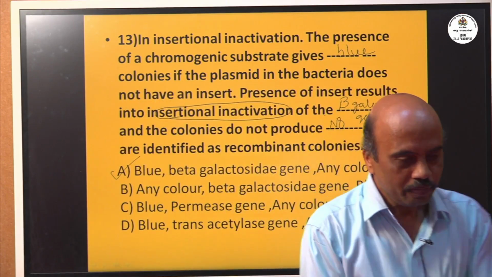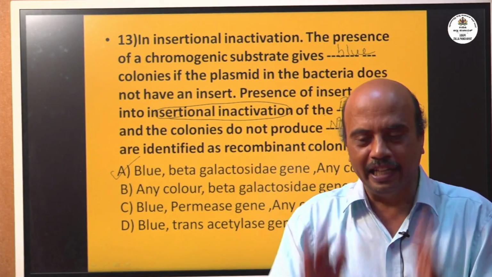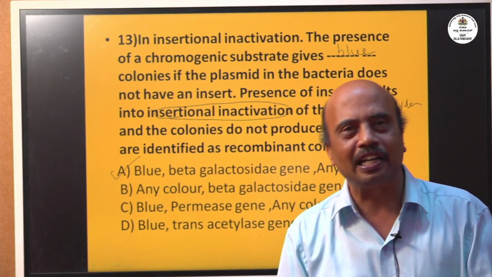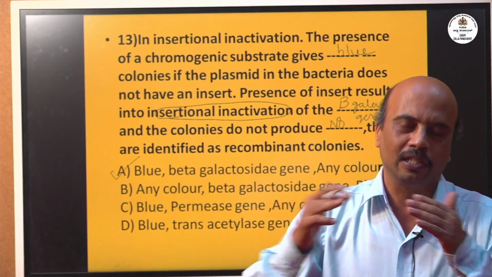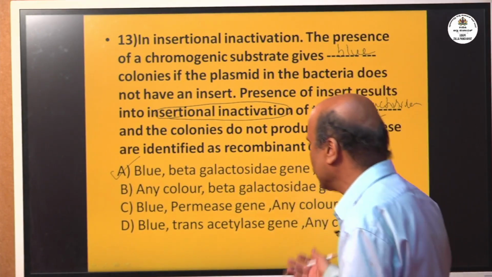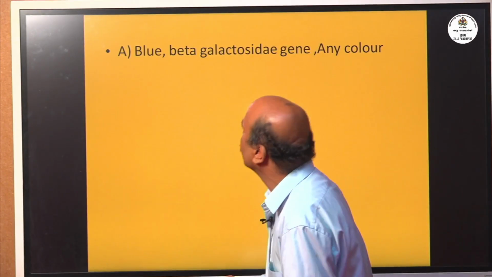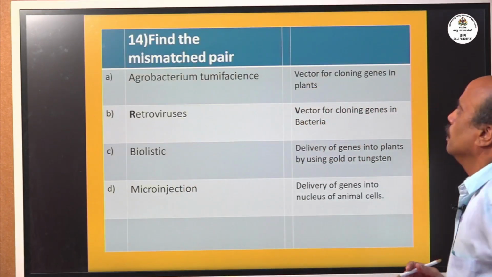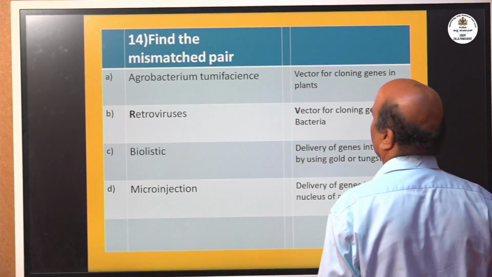If the medium shows blue color, then it indicates our gene is not there. Very simple. If the media does not turn into any color, it is white in color, or has no change in color, it means our insert is there. So that is the basis, we call it insertional inactivation. Okay. Next, find the mismatched pair.